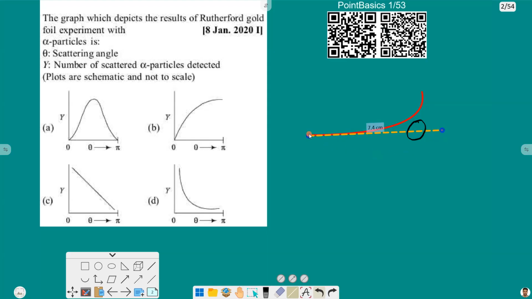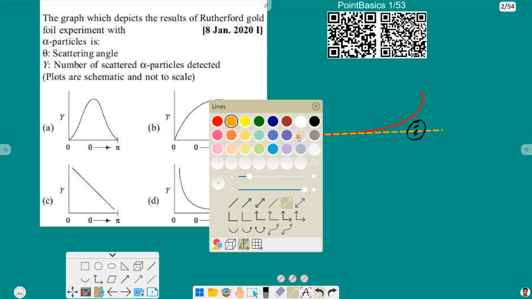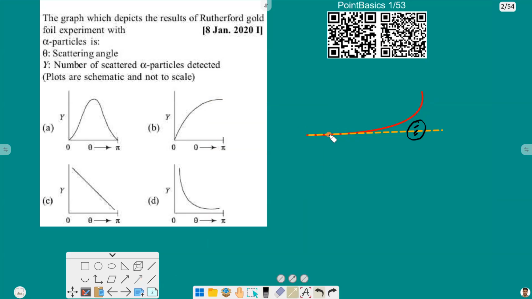And then what happens? It starts encountering repulsion from this nucleus, and due to that repulsion, it starts deviating from its original path and deviates to a certain angle. Now, that angle will be measured from here. This is the angle theta which we are discussing. This is the angle of deviation.